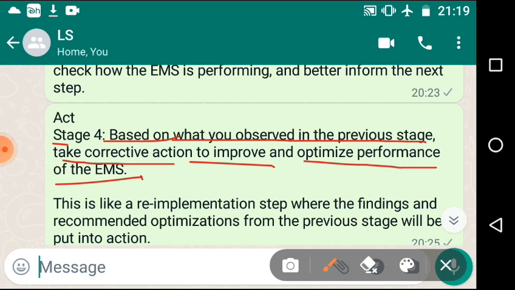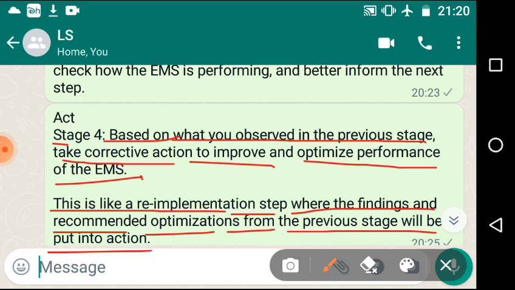Next is act. Act, which is stage 4, is based on what you observed in the previous stage, and we take corrective action to improve and optimize the performance of the environmental management system, because ISO 14000 is purely based on the environmental management system. I have said this repeatedly. So in the fourth stage, which is called act, act means to work. Here we have to work by making some corrective action, to improve and optimize the performance of our environmental management system based on this company.